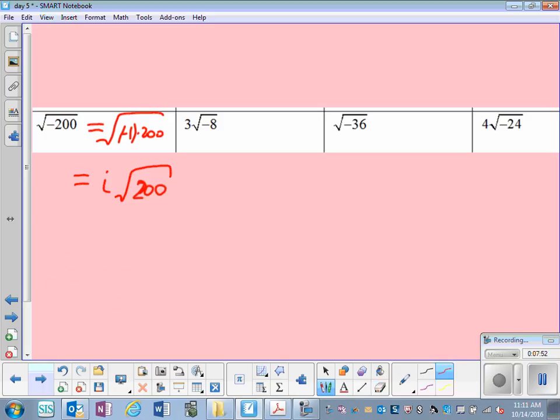It will work. But I noticed that my 200 is the product of 2 and 100. And I know what the square root of 100 is, right? 10. So I just rewrite 10i square root of 2. But the ladder would still work if we do that. It's just it would be long. Yes, we can do the ladder.